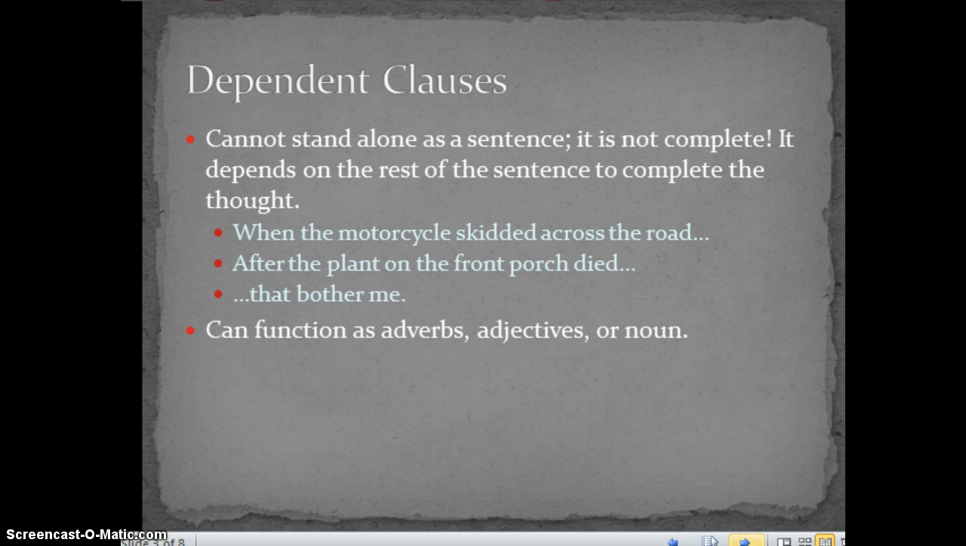And a dependent clause is a group of words that cannot stand alone as a sentence. It depends on something else to make it complete. If you think about it, someone who is independent, their personality makes them able to do things on their own. They don't need anyone's help. They're fine just by themselves. Whereas a dependent person needs to rely on someone else to get things done. The same thing goes with a dependent clause. It needs something else to make it complete.